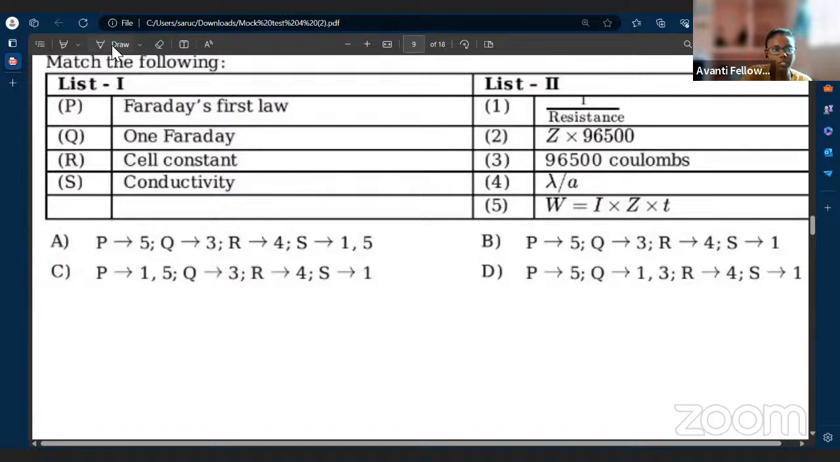This is also an easy question only. You have a few terms on the left side and the formulas on the right side. You're just going to match with it. So which is going to be right?